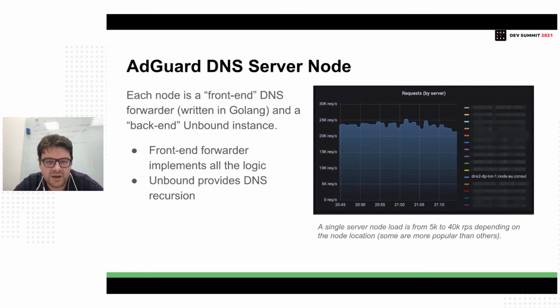On the back end, we have an unbound server instance which provides DNS recursion capabilities. A single server node load is about from 5K to 40K requests per second, depending on the node location. Some locations are more popular than others.